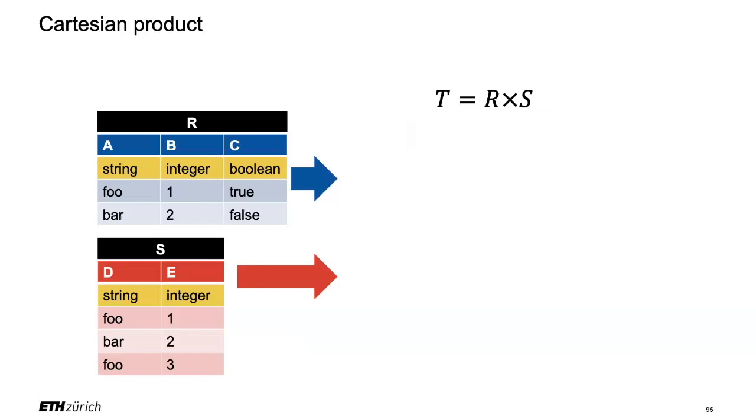We have something that's called the Cartesian product that we already saw. It's this multiply sign, the same multiply sign as for multiplication.